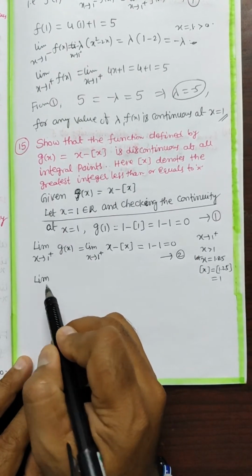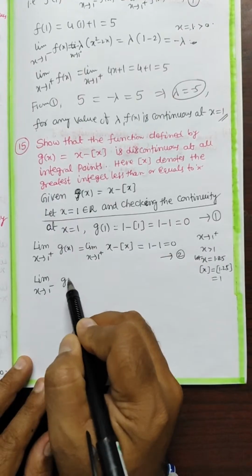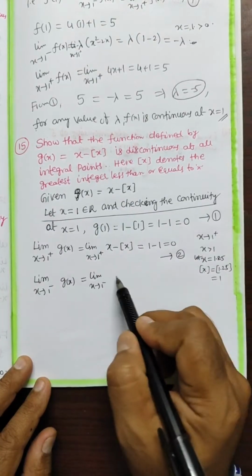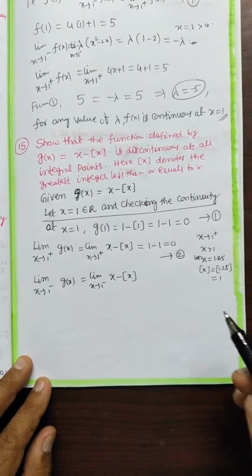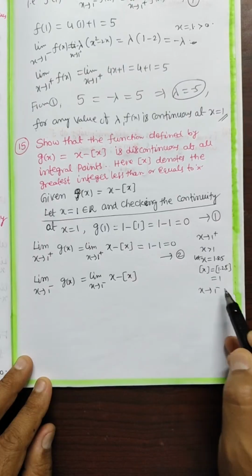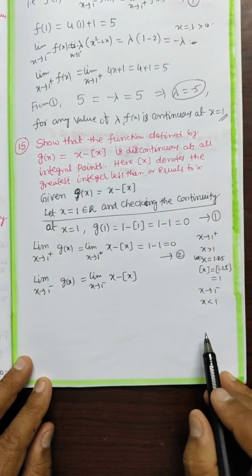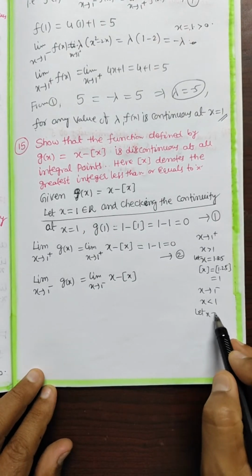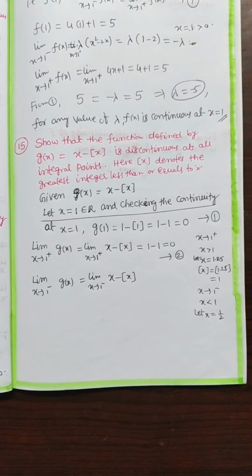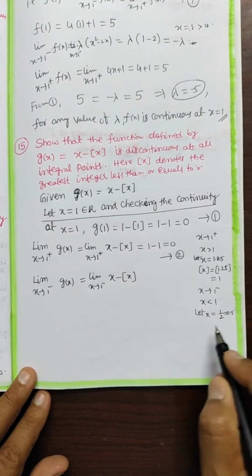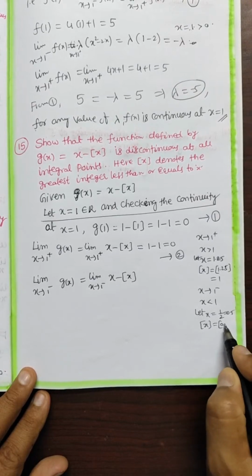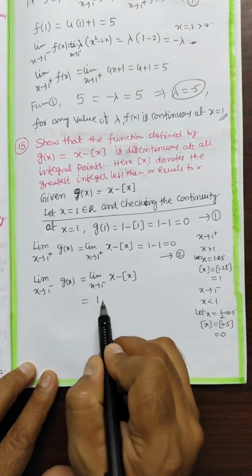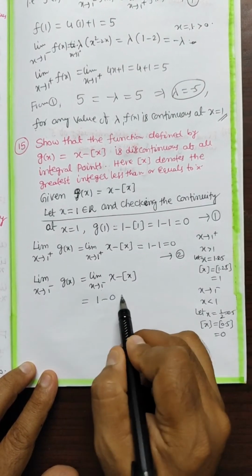Limit x tends to 1 minus g of x, that is limit x tends to 1 minus x minus step x. X tends to 1 minus in the sense x is less than 1. That means x is greater than 0 and x is less than 1. So let us consider the value of x is equal to 1 by 2, that means 0.5. So step x is equal to step 0.5 is equal to 0. So x is equal to 1, substitute, 1 minus step x value 0, which is equal to 1.